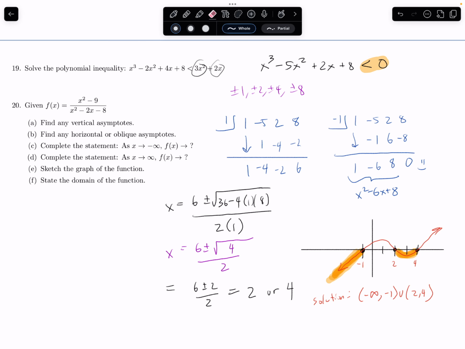That was 19 just now. Forgot to label again, but that was question number 19.